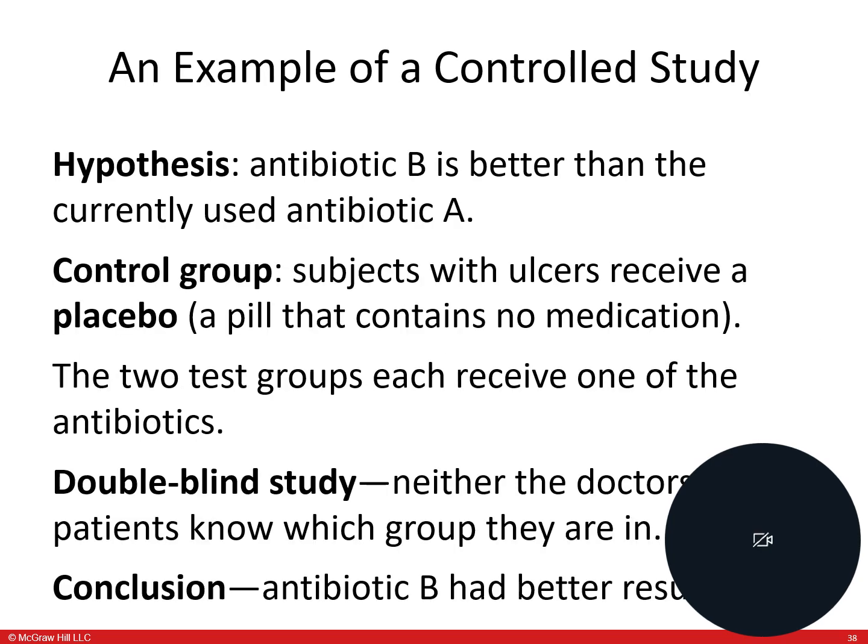Now, an example of a controlled study would be if my hypothesis, my educated guess, is antibiotic B is better than antibiotic A for this particular infection. So let's say for urinary tract infections. If we wanted to create a study to disprove or prove my hypothesis, we would first need a control group. So the control group are subjects with ulcers that receive a placebo, a pill that contains no medication.